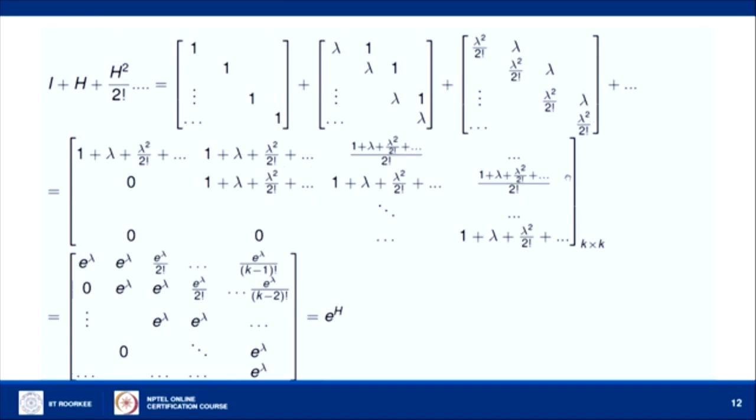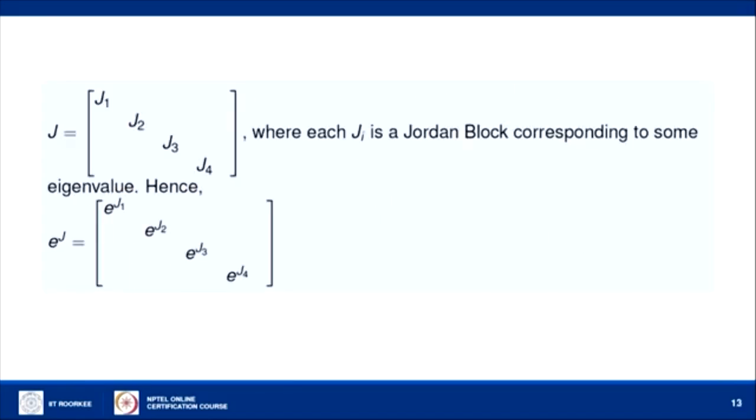So, if I add all these, the final e raised to power H comes out to be: first row e raised to power lambda, e raised to power lambda, e raised to power lambda upon factorial 2, and it will go up to e raised to power lambda upon factorial k minus 1. The second row will be 0, e raised to power lambda, e raised to power lambda, and it will go up to e raised to power lambda upon factorial k minus 2 and so on. So, in this way you can evaluate e raised to power H. And since J has various Jordan blocks, this formula has to be applied to each Jordan block separately based on its size and given eigenvalue. So, let me take one more example of this.